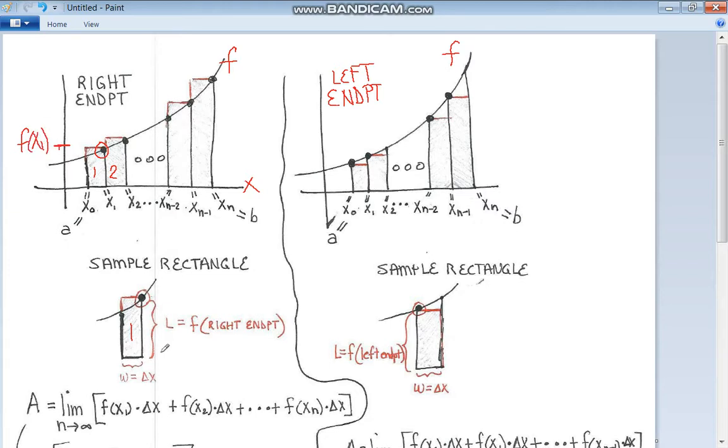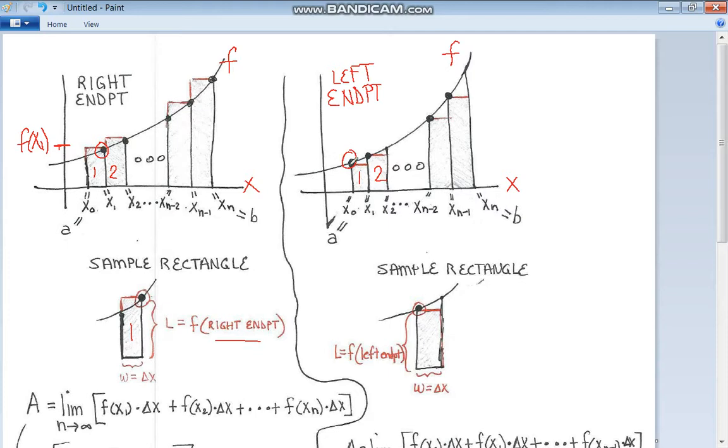Okay, so that means that the length of this little sample rectangle, rectangle number 1, is the function, the y partner, evaluated at the right endpoint. Now on the other picture, we're estimating with left endpoints. So here's rectangle number 1, rectangle number 2, here's the x-axis. Now we're using the left endpoint to represent the length, and we still have delta x for the width.